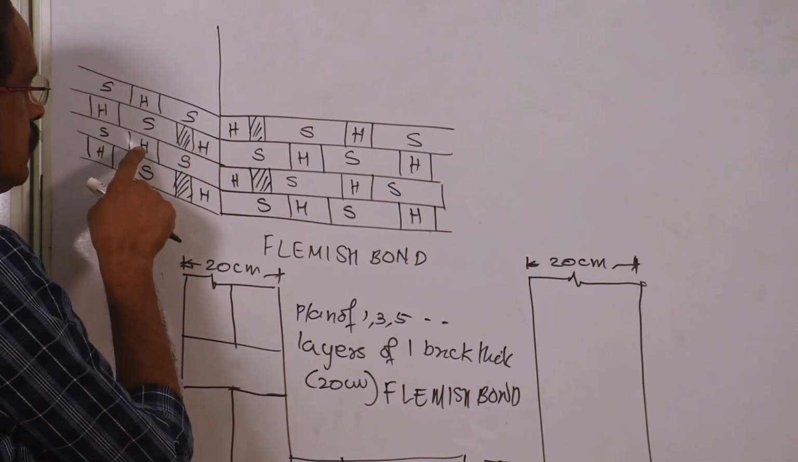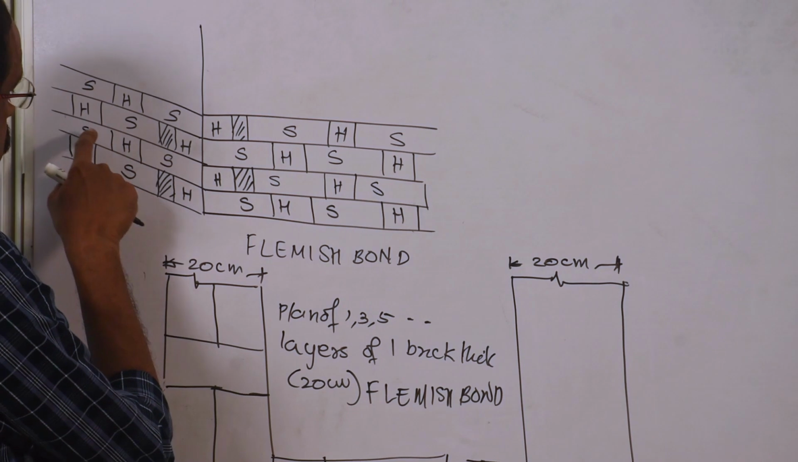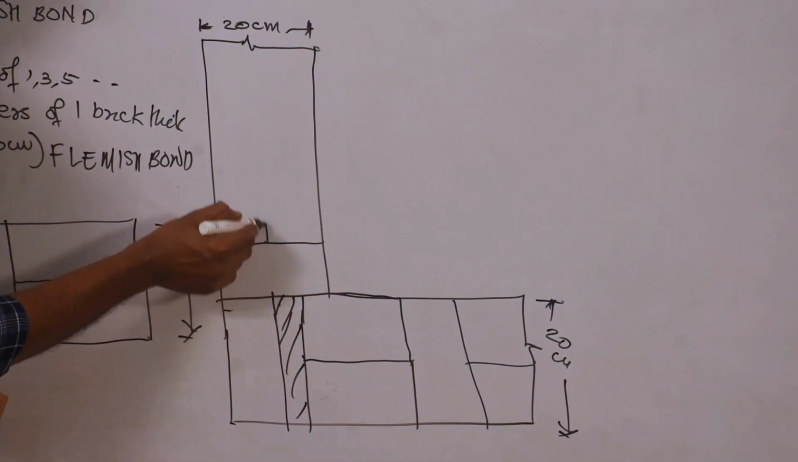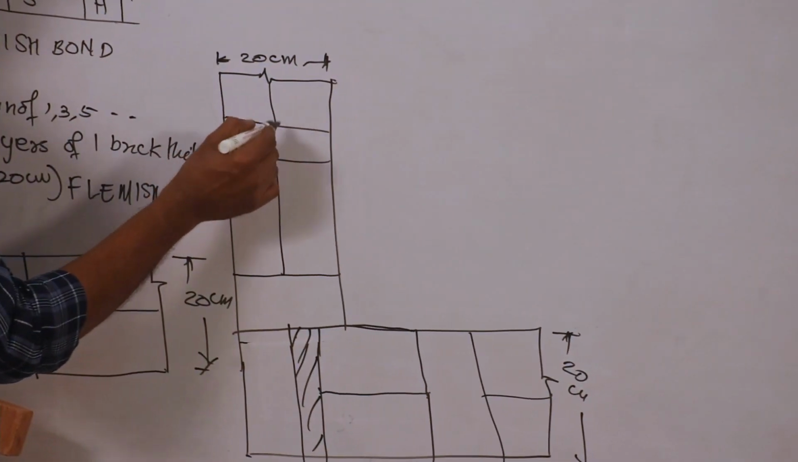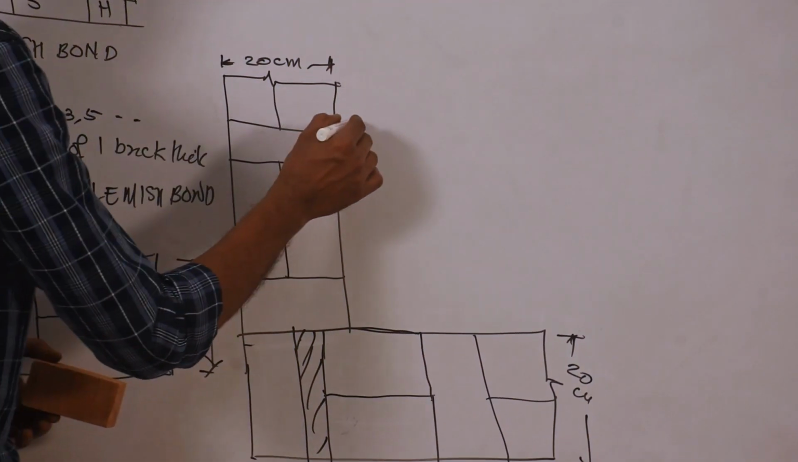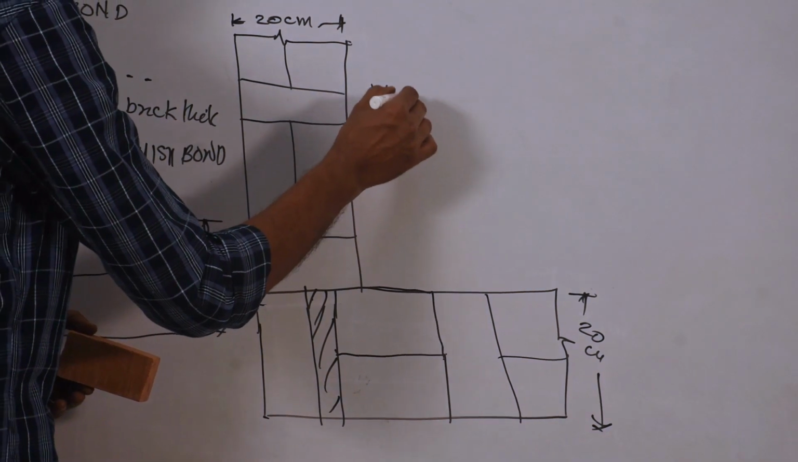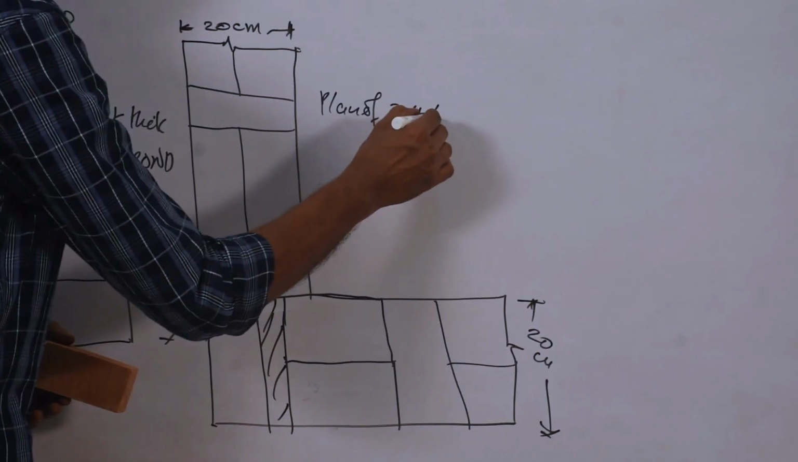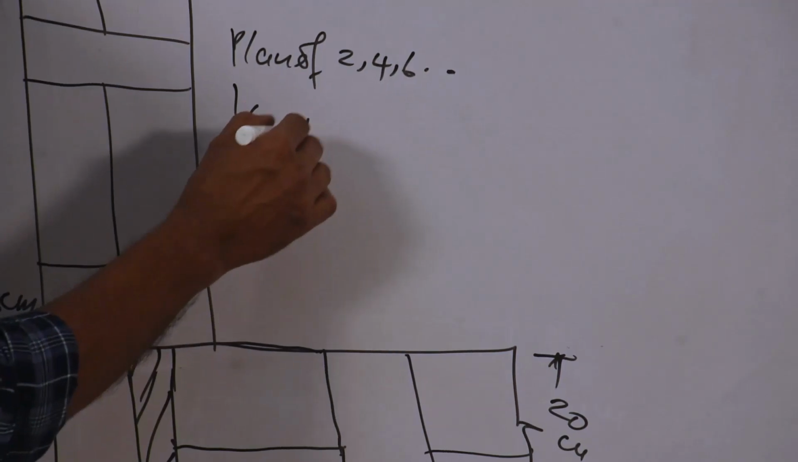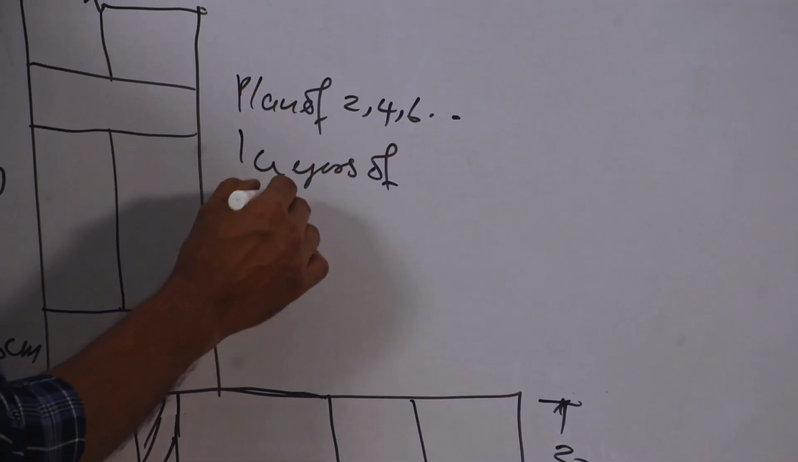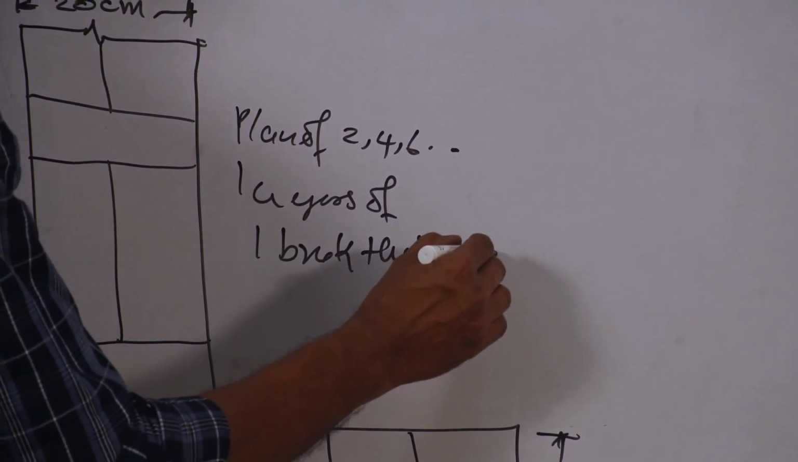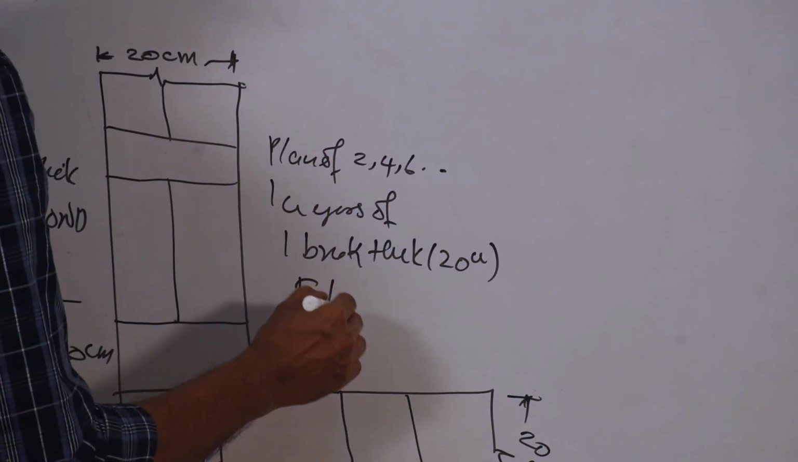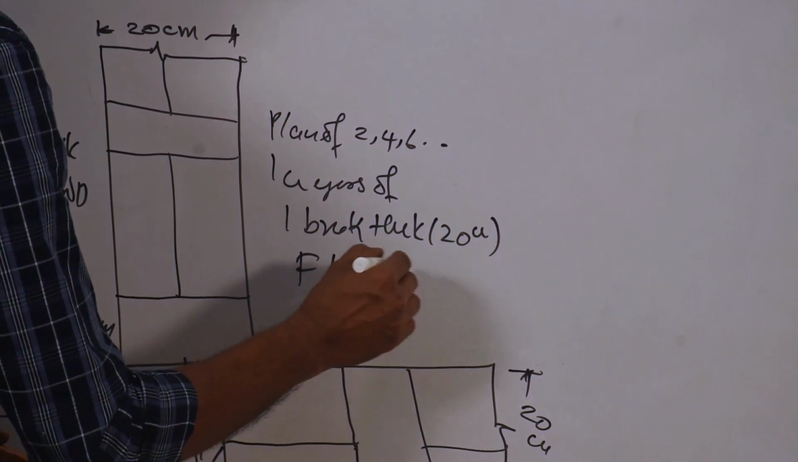Next is structure. Next is header. Next is structure. That's all. So this is the plan of 2, 4, 6, 8 layers of one brick thick, that is 20 centimeter Flemish bond.